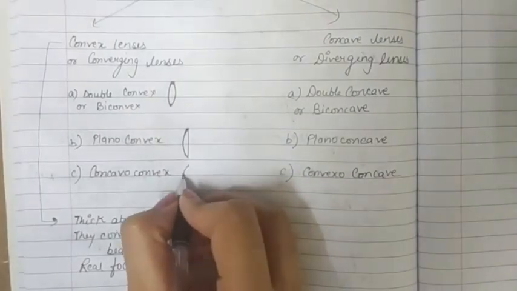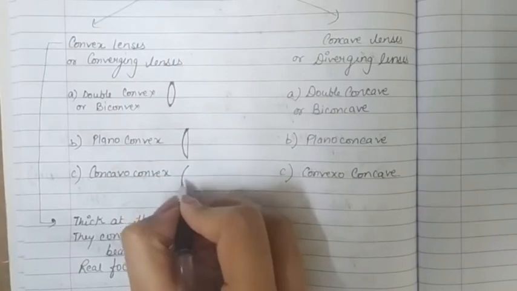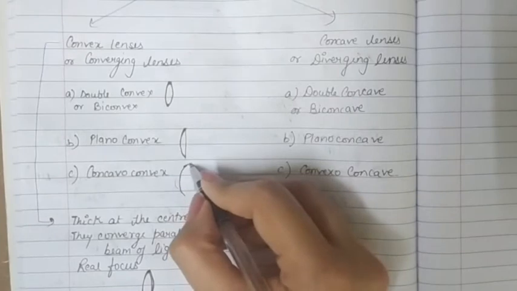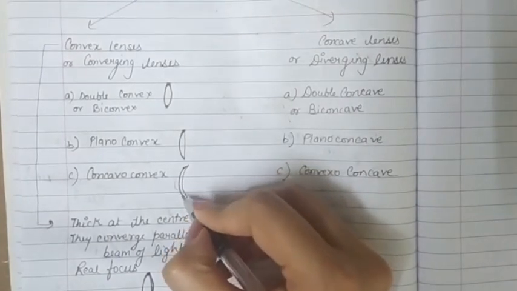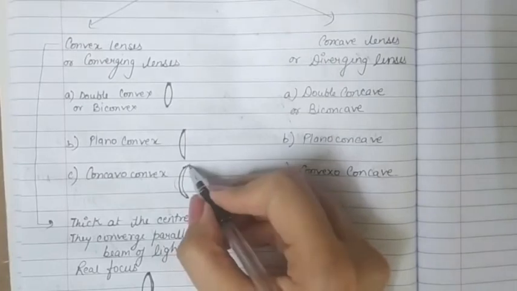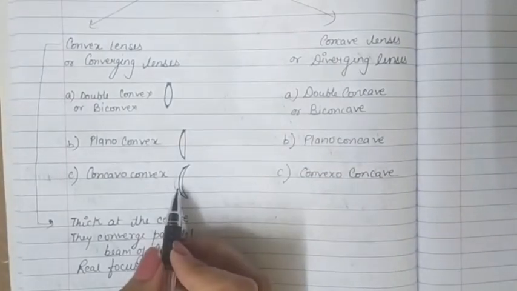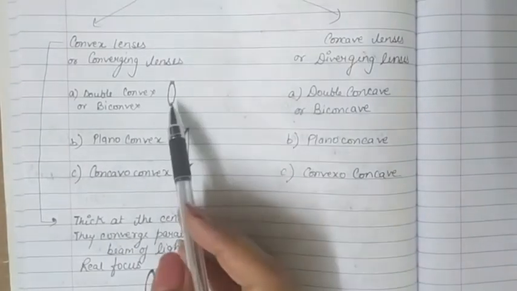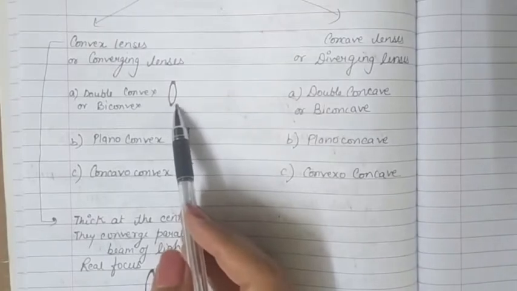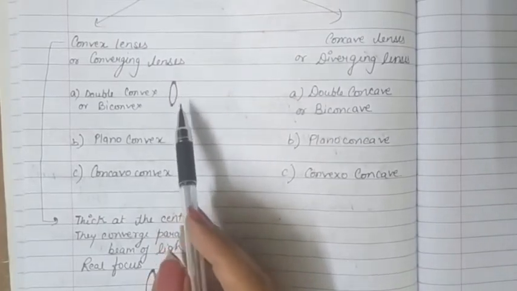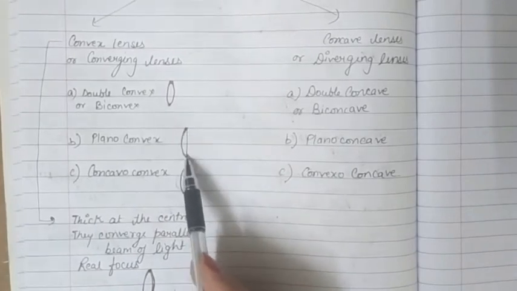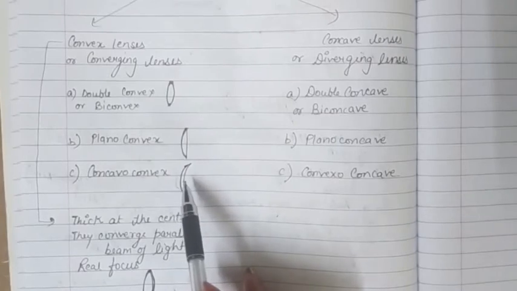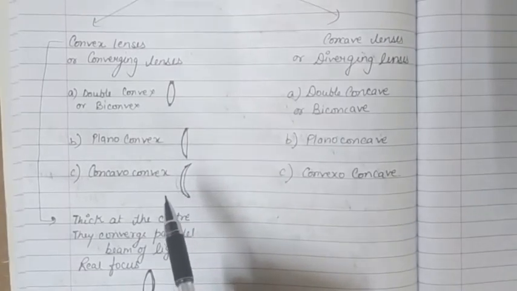A convex side is that which bulges out at the center. What is bulging out at the center is convex. And again, concave is that which has a dip at the center. So this is a concave surface, this is a convex surface, and the lens is called concavo-convex because one side is convex and the other is concave. If both sides are convex, then it is called a double convex or biconvex lens. If one is plane and the other is convex, then it is called plano-convex. While if one is convex and the other is concave, then it is called concavo-convex.